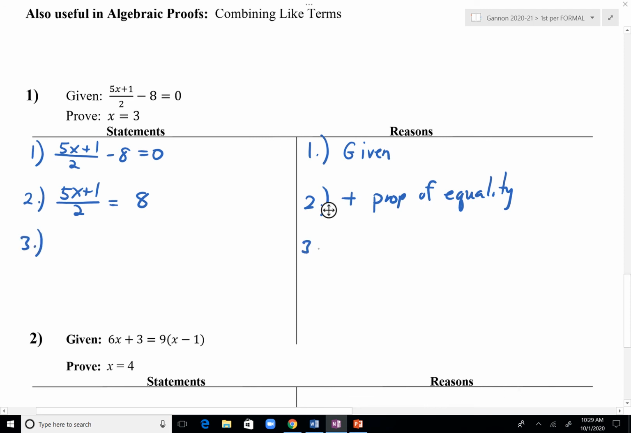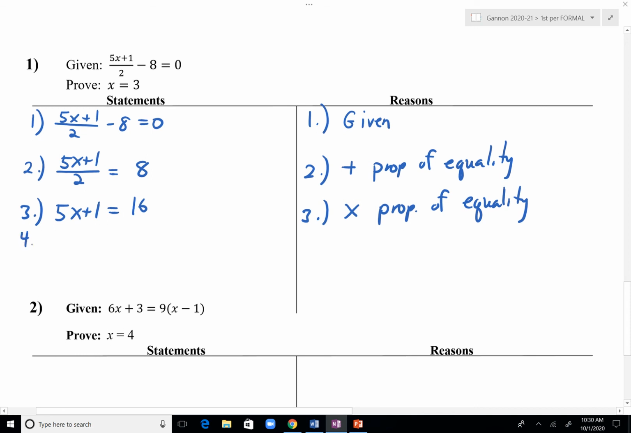The next step in solving this equation would be to multiply both sides by 2. So when you multiply the left side by 2, you get 5x + 1. And when you multiply the right side by 2, you get 16. That is the multiplication property of equality. Next, you can subtract 1 on both sides. So 5x is equal to 15. Again, we subtracted 1 from both sides. We can do that because of the subtraction property of equality.